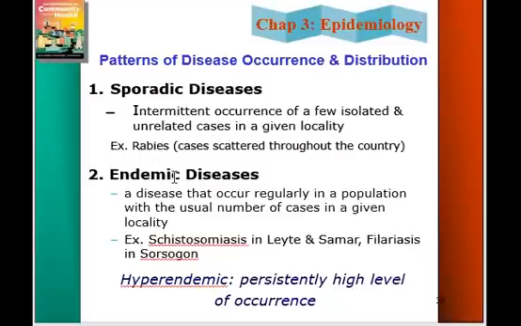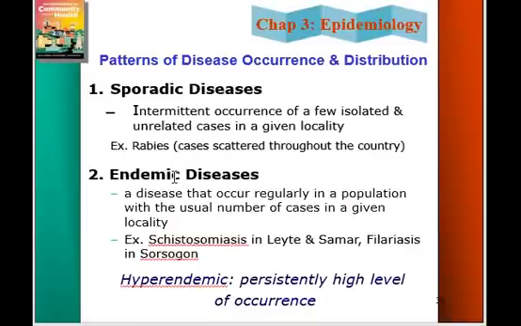Kapag naman po sinabi nating endemic disease, no? Ang disease po na sinabi nating endemic, it means it is constantly present in a population. Always siya nandyan. No? Always siya nandyan. So for example, yung schistosomiasis sa Leyte and Samar, and filariasis in Sorsogon. Kapag naman po constantly present yung isang disease sa population, and then yung number ng affected or yung number ng may sakit sa population na yan, mataas, that is the time that we can consider the disease as hyper-endemic.